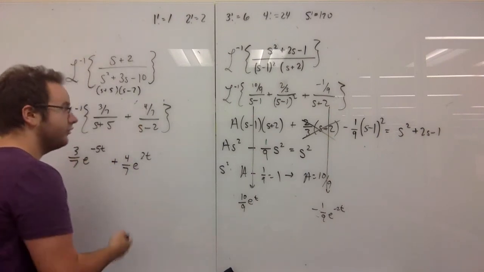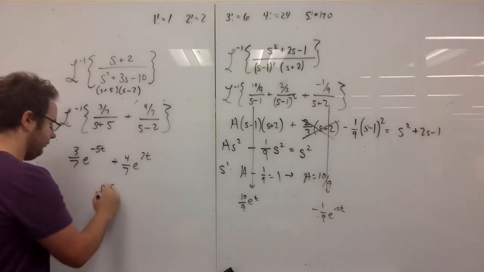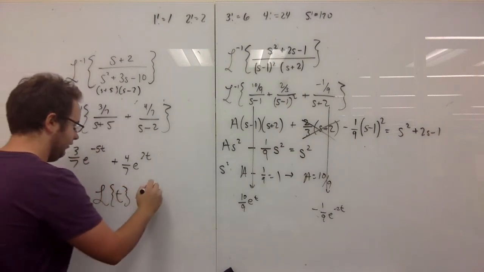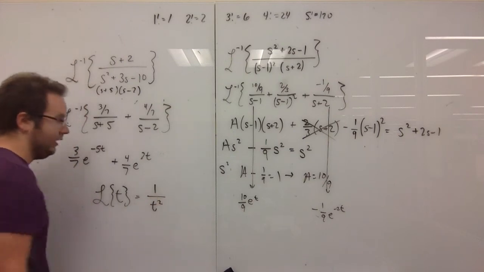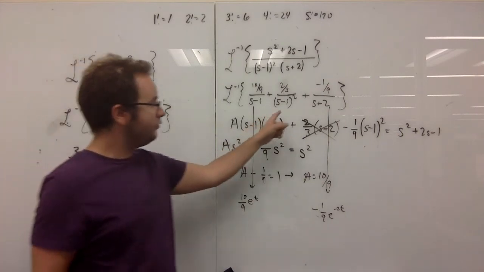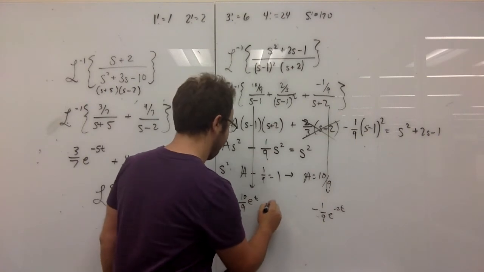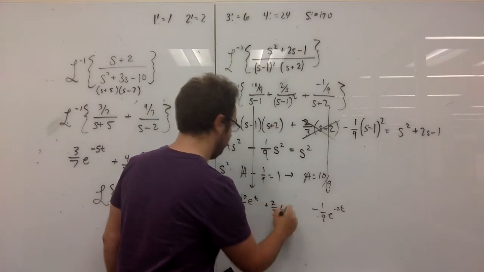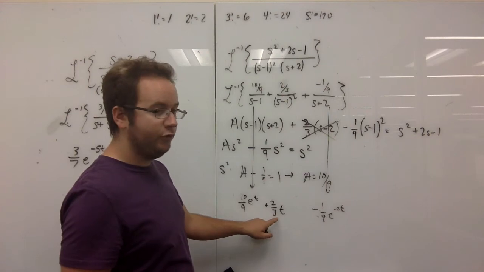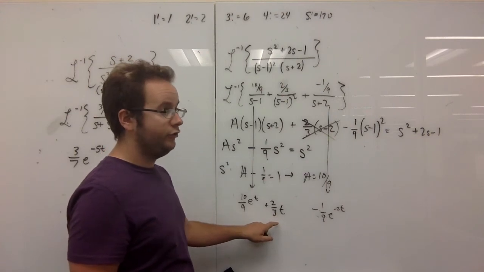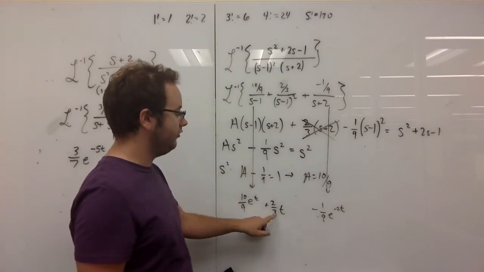There's going to be some sort of t involved, right? The Laplace transform of t is 1 over s squared. So this must have been some sort of t, let's say plus 2/3 t. But the Laplace transform of 2/3 t would have been 2/3 over s squared. But this is 2/3 over s squared.